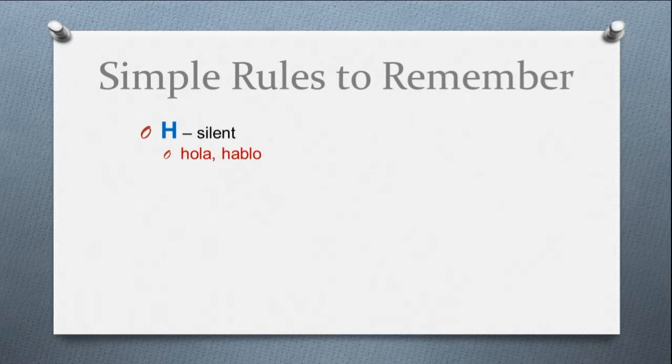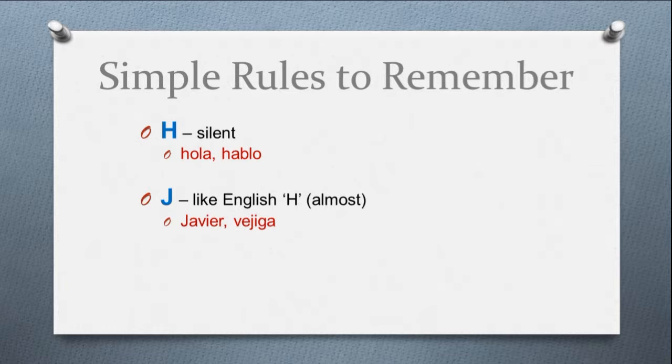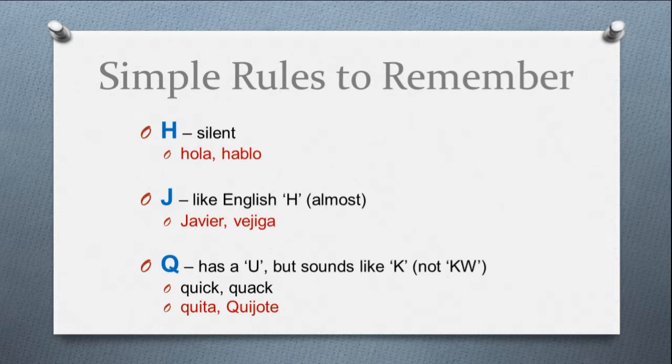A few simple rules that you need to remember or memorize, basically. H is always silent in Spanish. Hola, hablo. J sounds like an English H almost. It's not quite as far back in the throat. Javier, vejiga. Q is always accompanied by a U, much like English, but it sounds like a K, instead of KW or qua. So instead of quick or quack, you would say quita, Quijote.